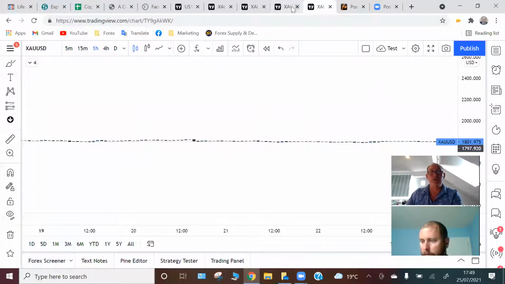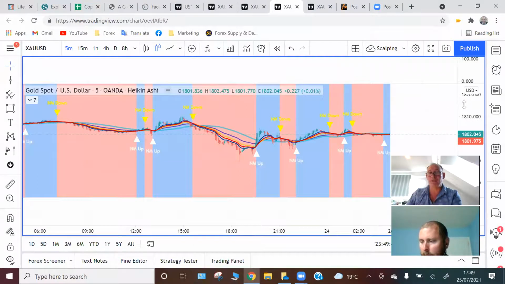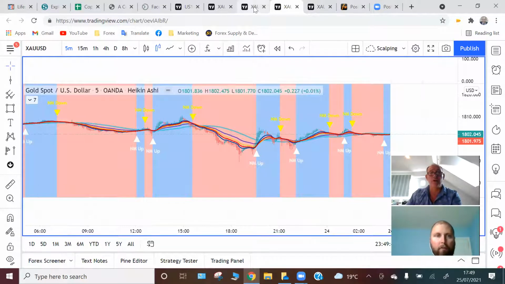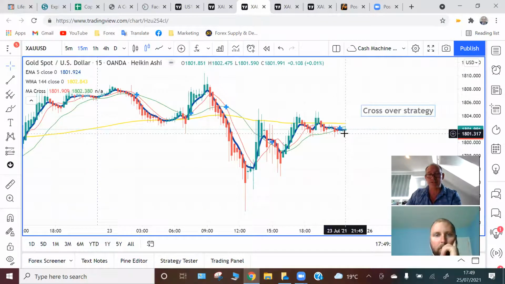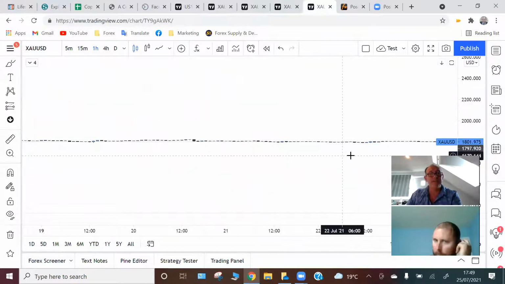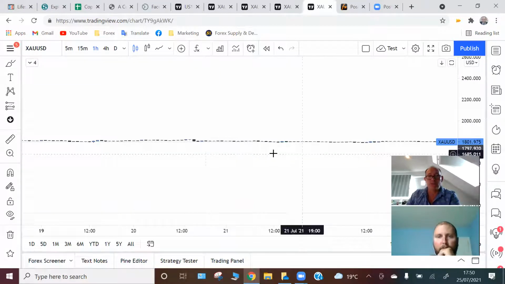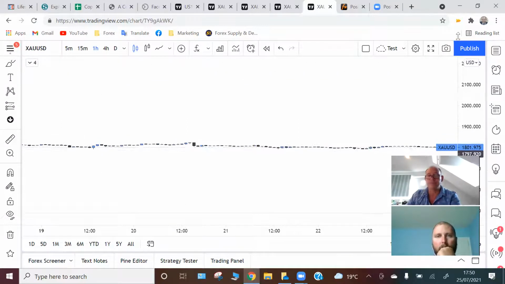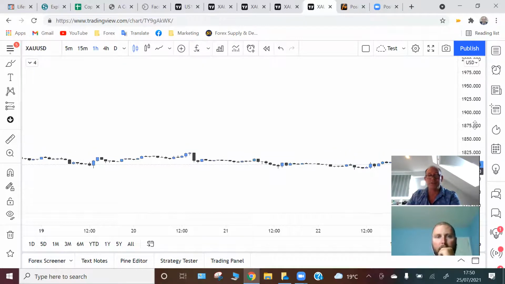I've got a few different ways of looking at this, but they're all set up for gold. That's a different strategy, a crossover strategy. This is a different one. And the one I'm going to show you here is the one I'm going to start with. First thing I'm going to do is use normal candles. I know it's sitting at an hour.